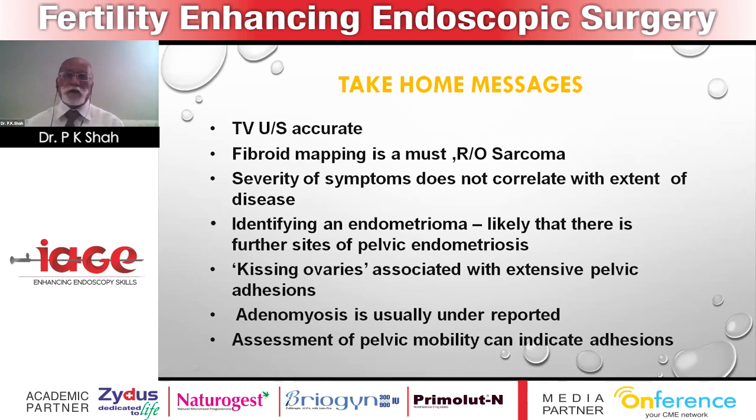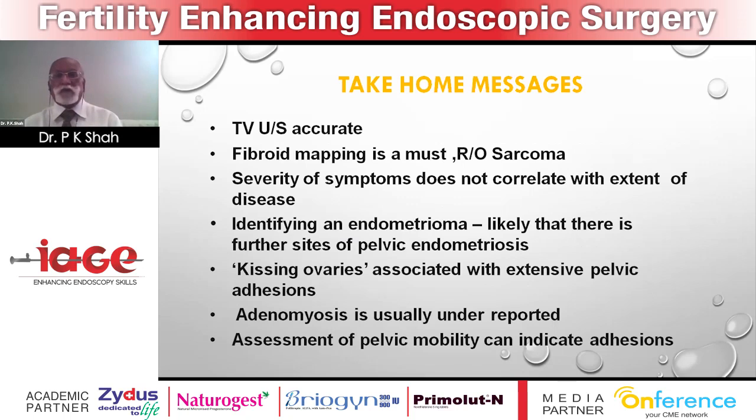To end my talk, ladies and gentlemen, what is the take-home message? That transvaginal ultrasound is very accurate. You can use 3D ultrasound and MRI if required. Fibroid mapping is a must in cases of fibroid, and you must rule out leiomyosarcoma every time you do ultrasound. Severity of symptoms does not correlate with the extension of disease.